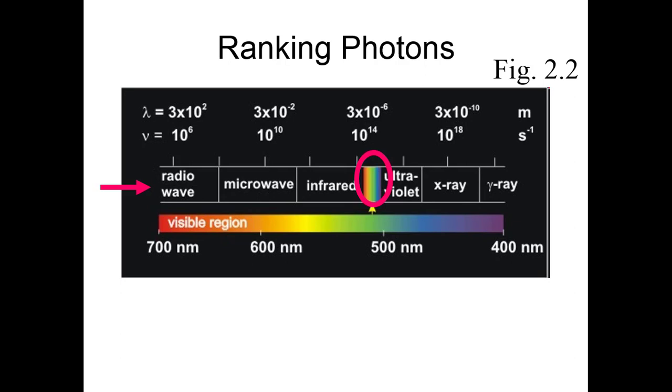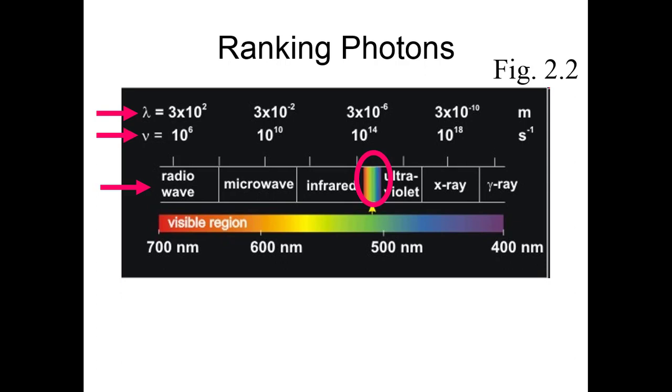Note, however, that the visible region actually only occupies a narrow rainbow-colored band between infrared and ultraviolet. This can be confusing when comparing the different types of light. At the top are the different wavelengths in meters that go along the x-axis of the figure. Just below that are the corresponding frequencies.